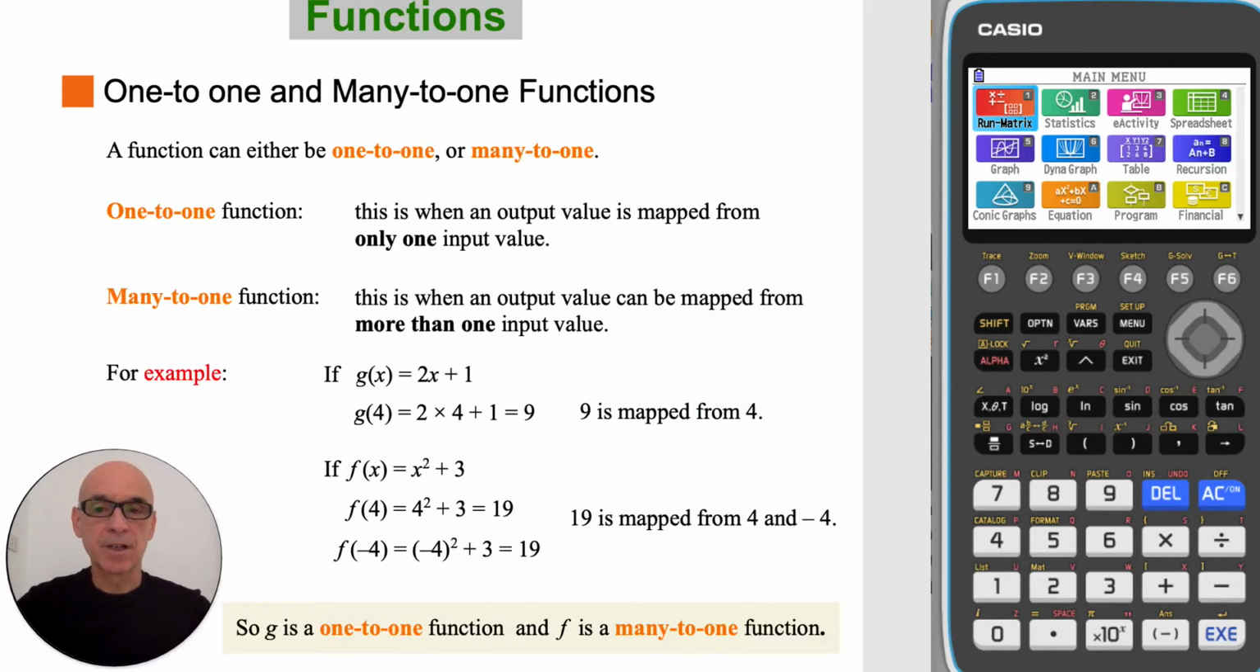A function can either be one-to-one or many-to-one. A one-to-one function is when the output value is mapped from only one input value, whereas a many-to-one function is when an output value can be mapped from more than one input value. In the example where the function g of x is equal to 2x plus 1, we see that 4 is mapped to 9, or 9 is mapped from 4. So g is a one-to-one function.